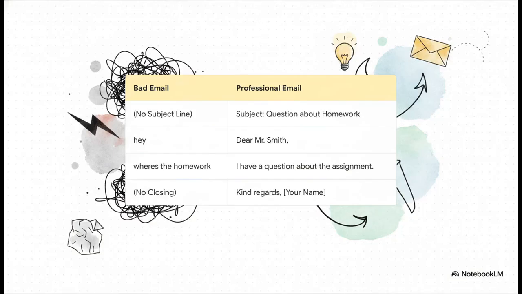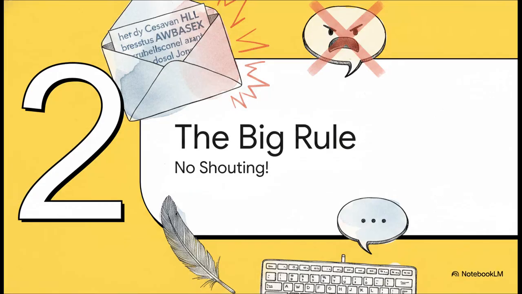Okay, let's look at this. It really shows you the difference, right? Over on the left, oh dear, there's no subject, it just says hey, and there's no closing. But look at the one on the right. That's a professional email. It has a clear subject line, a polite greeting like Dear Mr. Smith, a clear question, and a nice closing. Which one do you think your teacher would prefer to get? For sure, the one on the right. You guys are doing great.